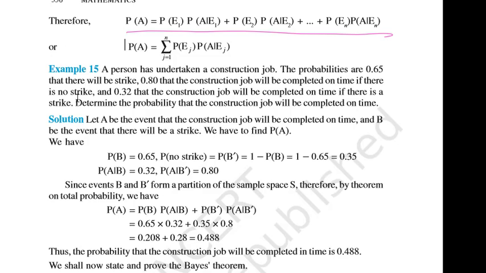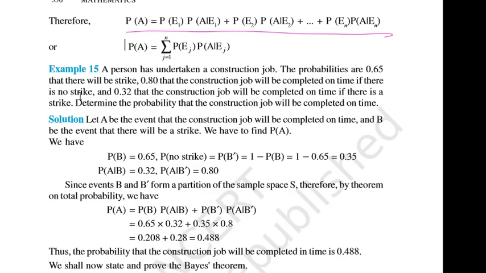The probabilities are 0.8 that the construction job will be completed on time if there is no strike, and 0.32 that the construction job will be completed on time if there is a strike. So 0.8 and 0.32 are the probabilities of completing the job. 0.8 is the probability of completing the job when there is no strike, and 0.32 is the probability of completing the job when there is a strike. Determine the probability that the construction job will be completed on time. So in the sample space, I have two partitions, one is strike, one is non-strike. And in that sample space, I have one event, the event of getting the job done.